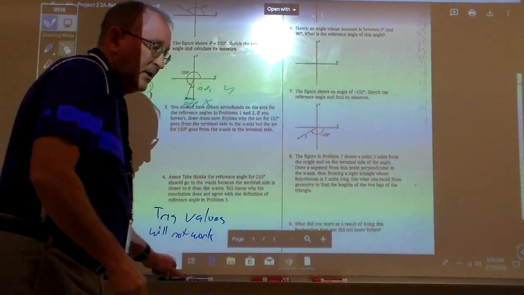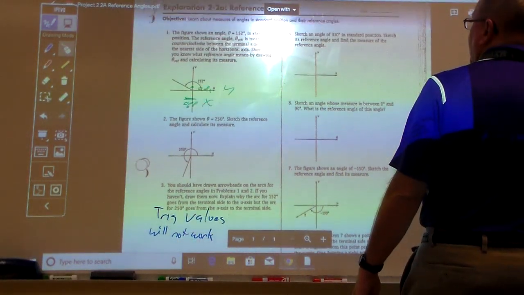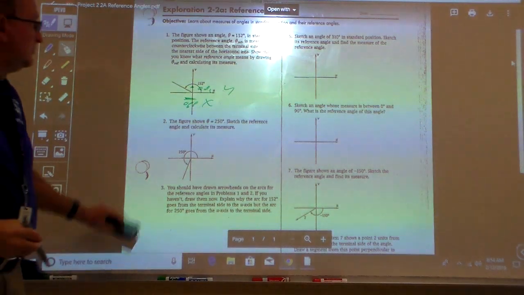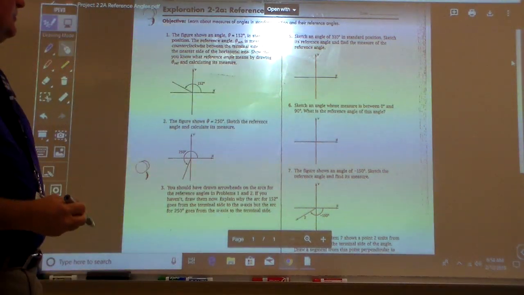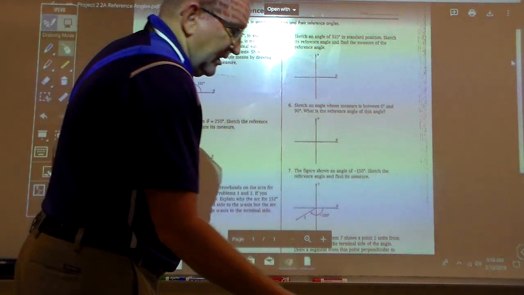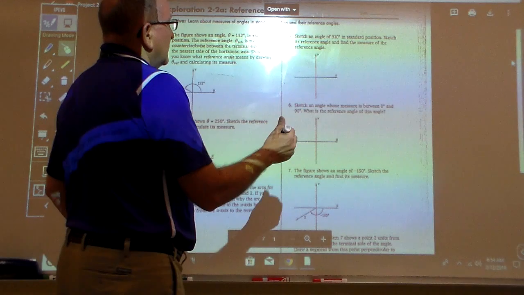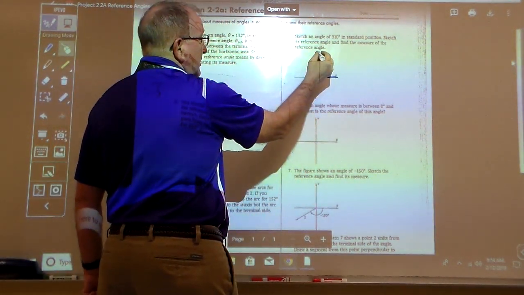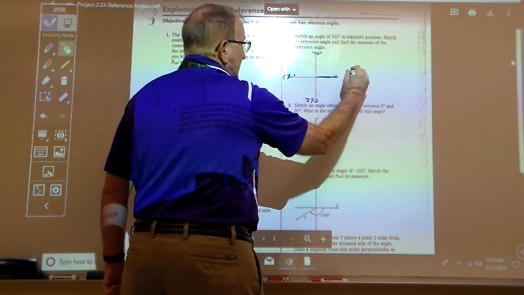All right, let's look at what we have for question 5 up here. Sketch an angle at 310 in standard position and find its reference angle. Okay, so let's do this here. If here's our starting point, well, if I kind of go around, there's 90, 180, 270, 360.